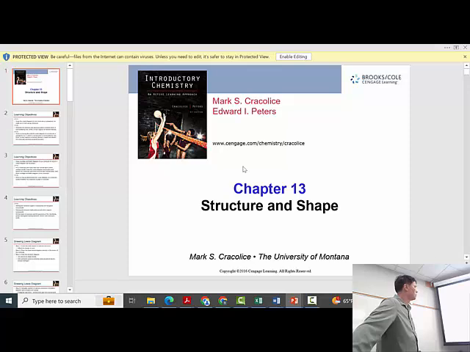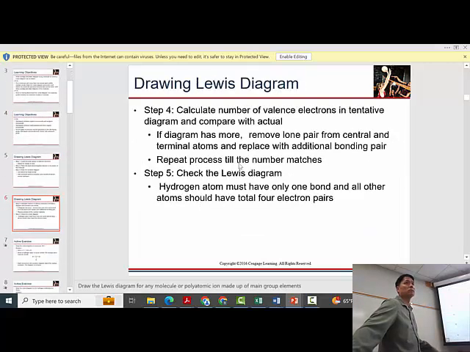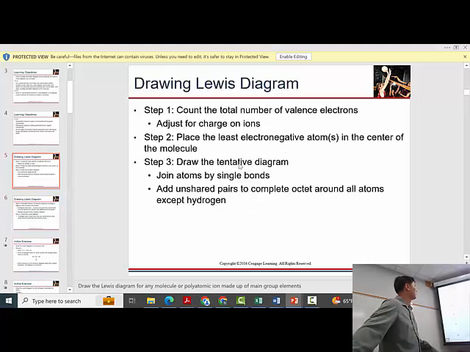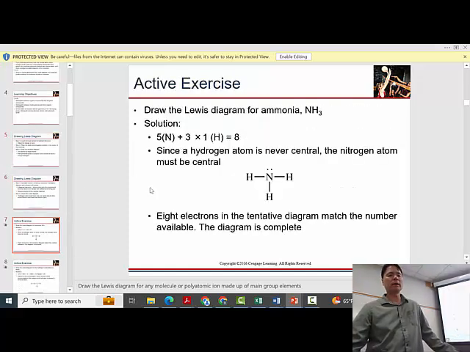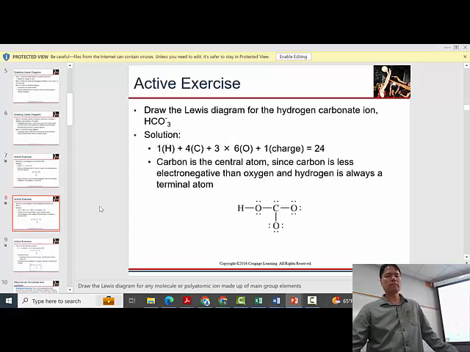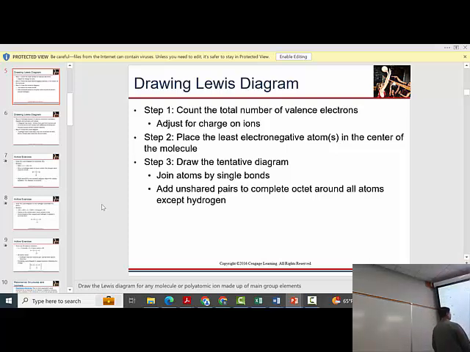So what we're going to do right now is we're going to look at structure, and then we'll try to get an idea of the shapes of these things, looking in chapter 13. So we're going to look at drawing Lewis structures of ionic species and covalent species. We're mainly going to focus on molecules, molecular compounds. And so there's going to be a set of rules here. When we draw the Lewis diagram, you don't have to write this down. We're going to do this over and over again, so it'll become easy.